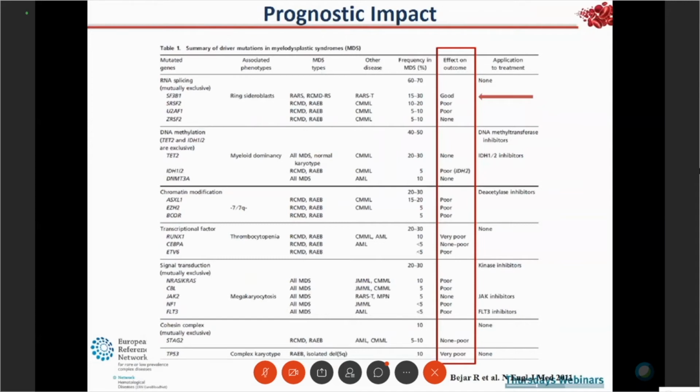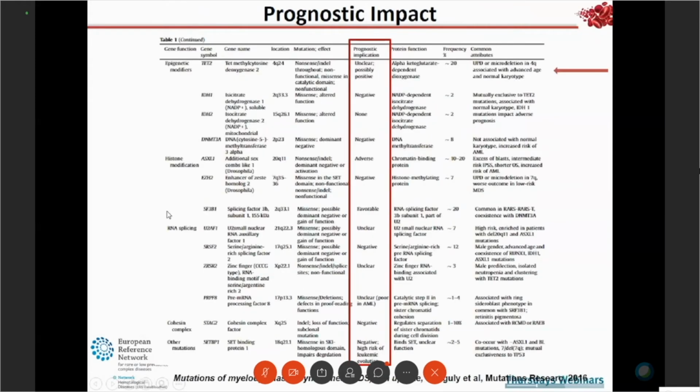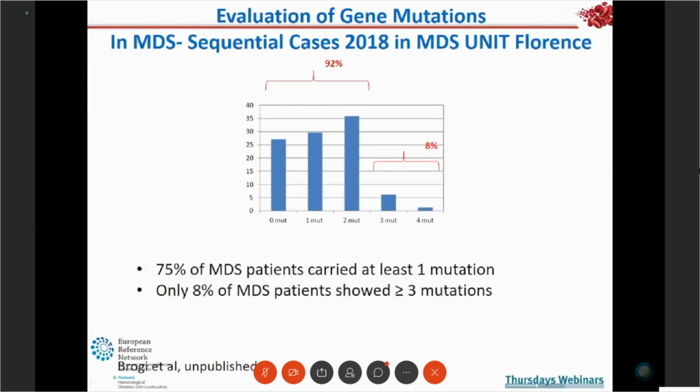Now, there have been several studies over the years. This is one from 2011 by Rafael Bejar, and other studies have tried to identify the exact prognostic impact of mutations, but what we still need are the results of big data from a huge number of cases to really evaluate the importance of these studies.